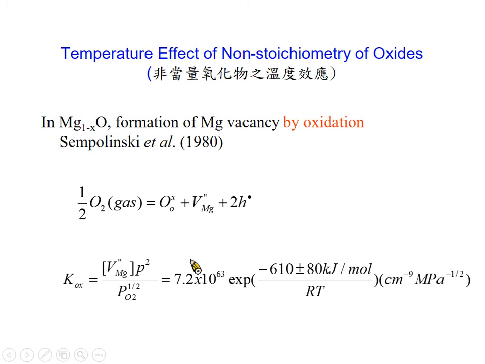Simpolinski, who did this experiment very early at MIT, determined the values with this characteristic activation energy, minus 610, plus with this range, then times this. So we can use this to predict the concentration of our magnesium vacancies, and also how conductive the material is at high temperature.